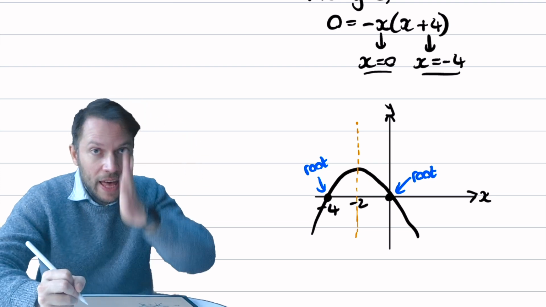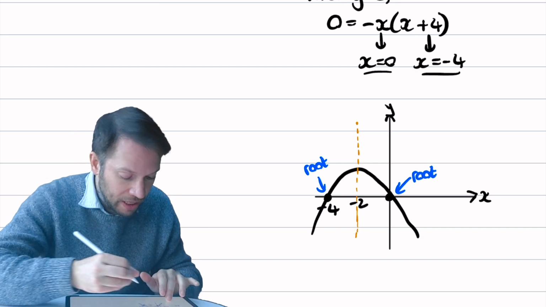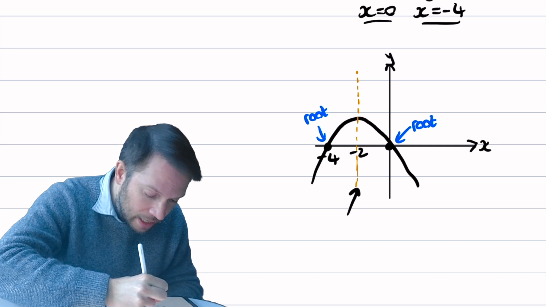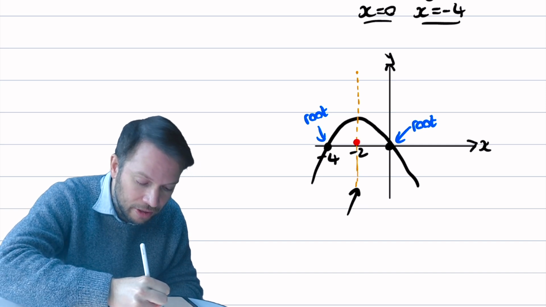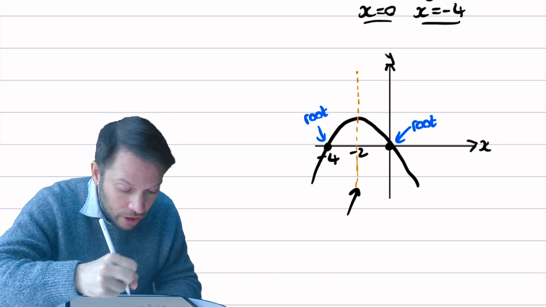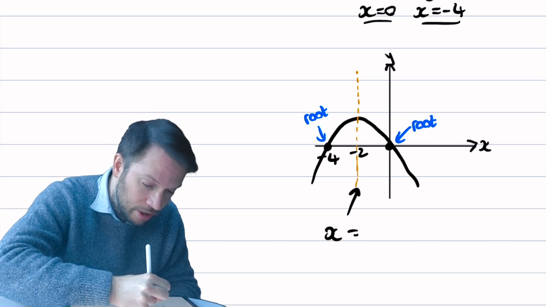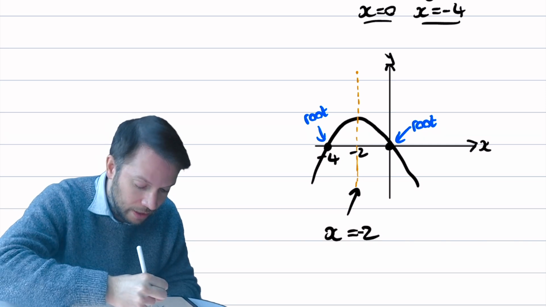Now, the equation of any vertical line is always going to be in the form x equals something, because any point on this line here, the x value is always minus 2. So the equation of that line of symmetry is going to be x equals minus 2, and that is the final answer.